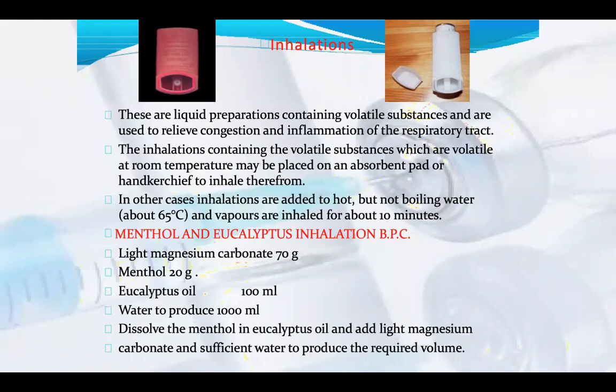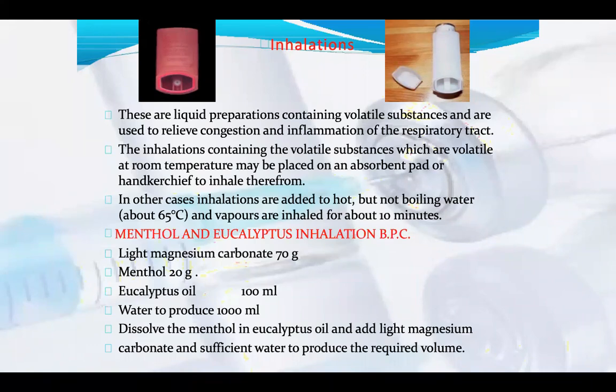The inhalations containing volatile substances, which are volatile at room temperature, may be placed on an absorbent pad or handkerchief to inhale. So you may take these inhalations at room temperature on an absorbent pad, and then you have to inhale. In other cases, inhalations are added to hot but not boiling water, and the vapors are inhaled for about 2 minutes.